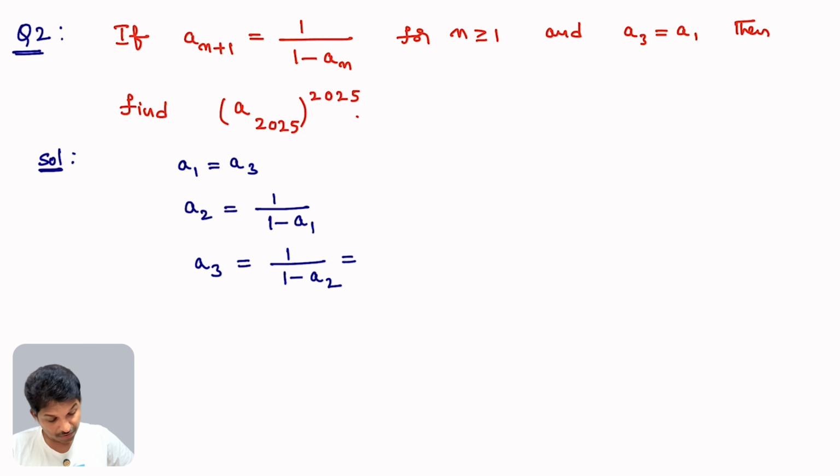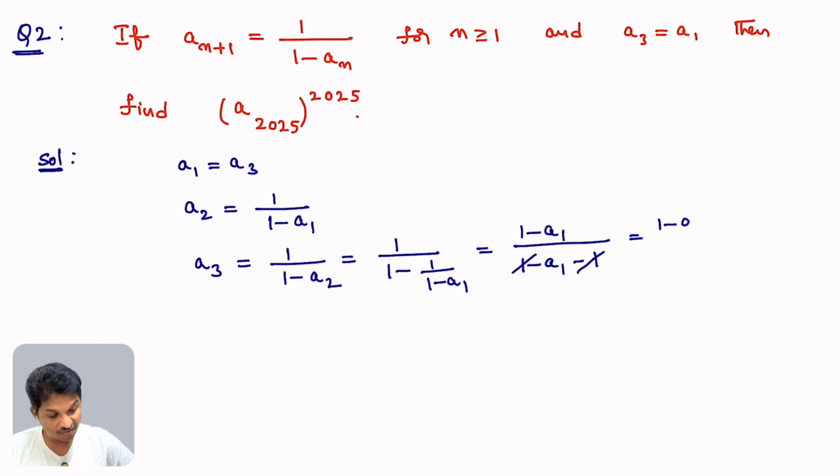If you observe this, 1 divided by 1 minus a2 is there. What is a2? a2 is 1 divided by 1 minus a1. If I simplify this, what will I get? I'll get the numerator 1 minus a1 divided by 1 minus a1 minus 1. You see, this minus 1 plus 1 will get cancelled. What is this? This is (1 minus a1) divided by minus a1.